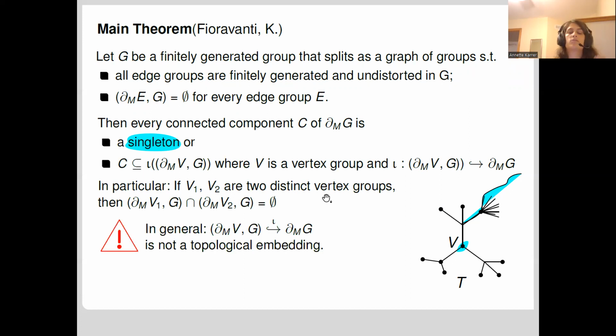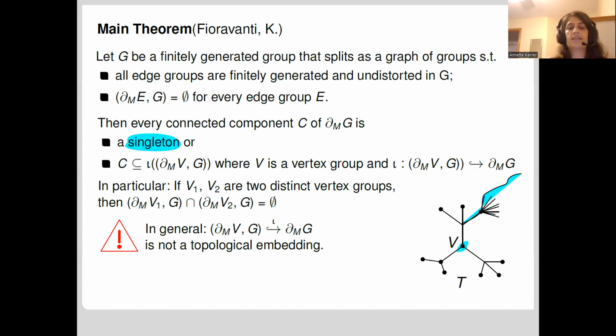It's important to be aware of which topology we give the Morse boundaries of the vertex groups. We take the subspace topology of the Morse boundary of the ambient group. It can be different from the subspace topology of the Morse boundary of the vertex group.